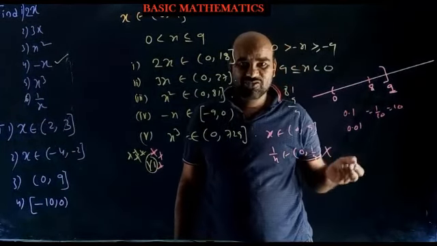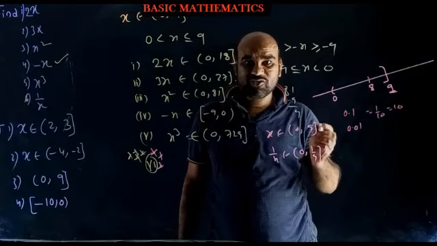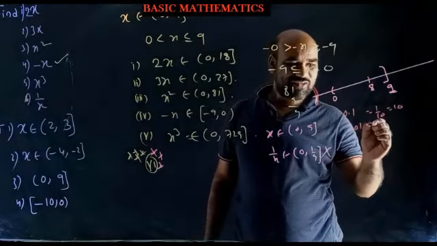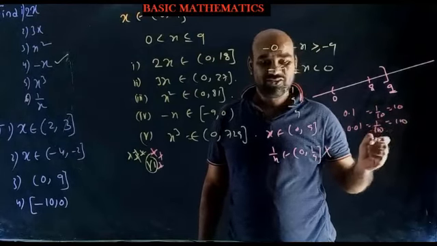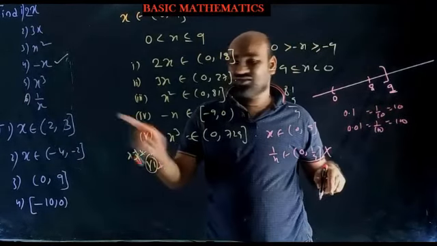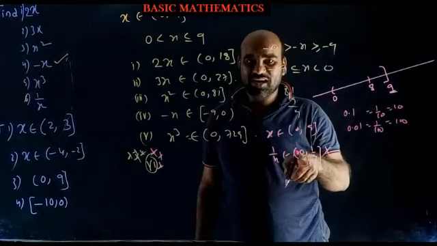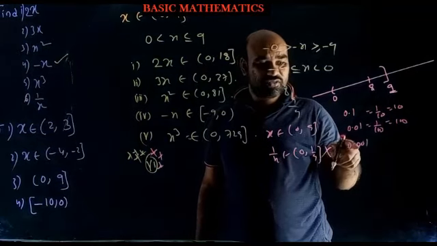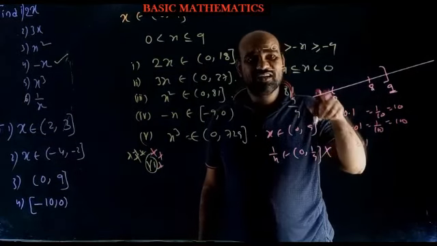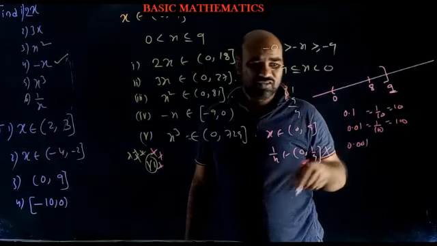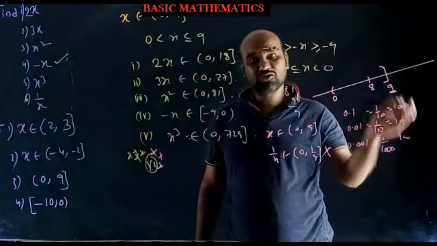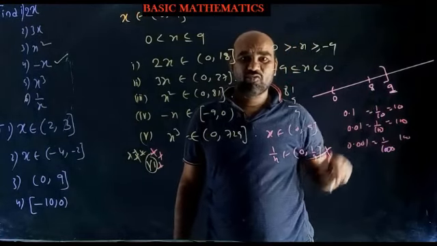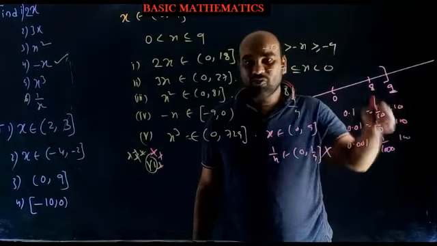Right side of 0, nearer to 0, is 0.01. Its value is 1 by 100. Its reciprocal is 100, so 100 will be in 1 by x. Here 1 by 100 is not there. 0.001 should be in the given interval. Its value is 1 by 1000, and its reciprocal 1000 will be in 1 by x. 1 lakh will be in 1 by x, 1 crore will be in 1 by x.